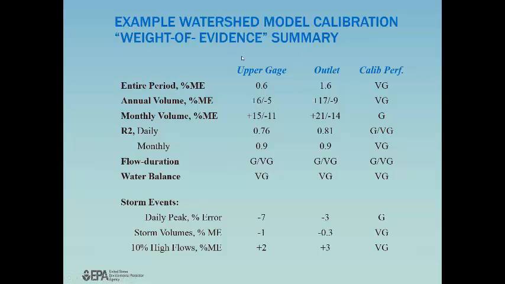And this is our summary of the weight of evidence approach in terms of the various metrics and the overall calibration performance, good to very good, for basically all the things that we had looked at in terms of the errors over the entire period, the annual volumes, ranges, monthly ranges, R-squared values, daily and monthly, flow duration, water balance, and storm event statistics.